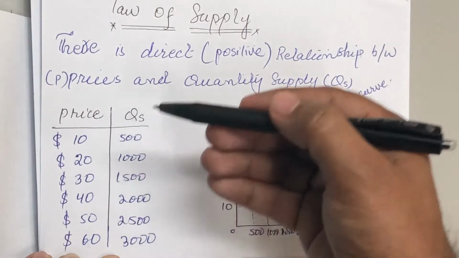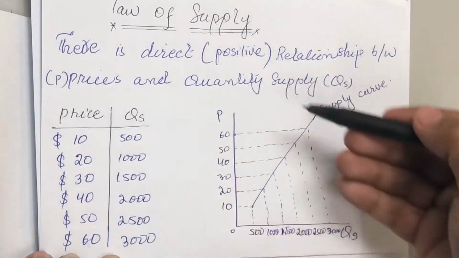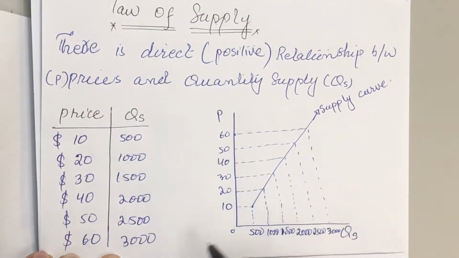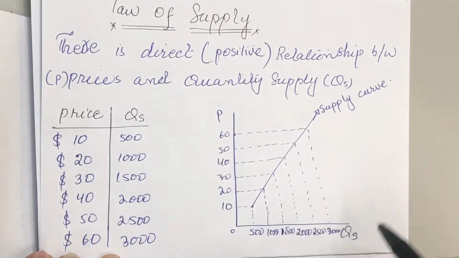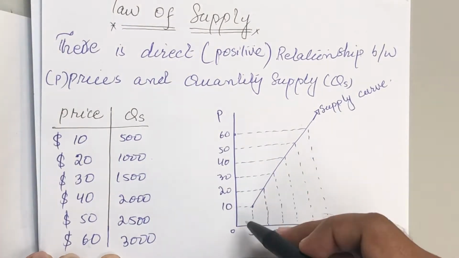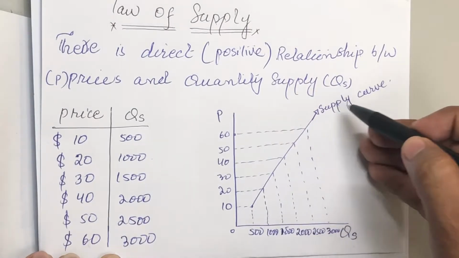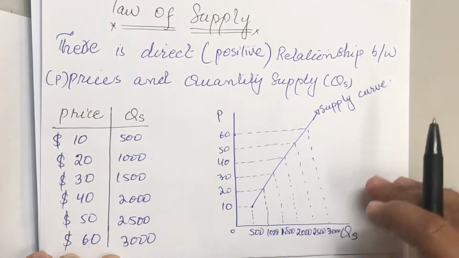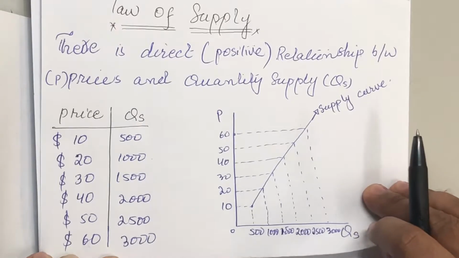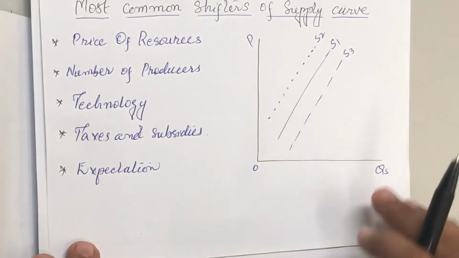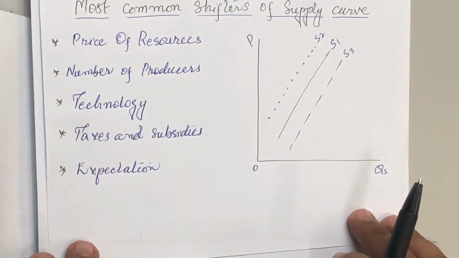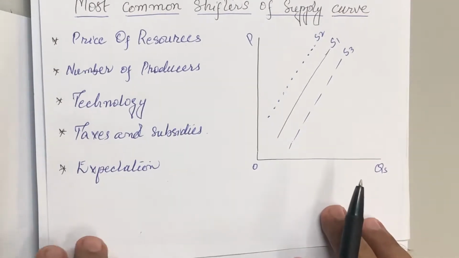If we plot these figures on a graph, we can see that there is a direct positive relationship between price and quantity supplied. This direct positive relationship can be identified from this supply curve. So this was the basics of the supply curve, but there are some common shifters which shift our supply curve.